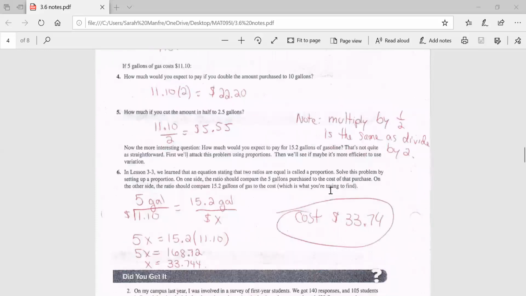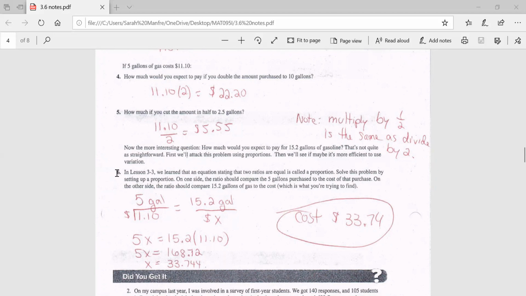All right, so now let's take this into a more interesting question. How much would you expect to pay for 15.2 gallons of gasoline? Because you're not always getting a perfect amount of gasoline. So if you got 15.2 gallons of gas, how much would you pay? Well, this is not as straightforward because we're not just doubling it or tripling it or cutting it in half. So we've got to figure out what we need to do.